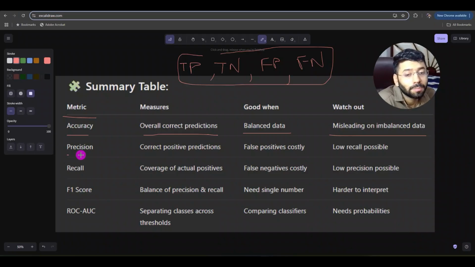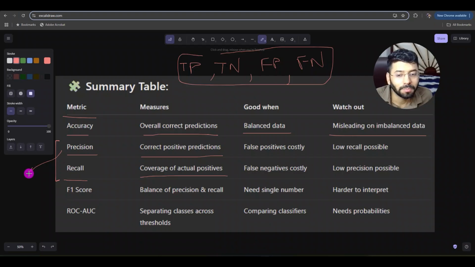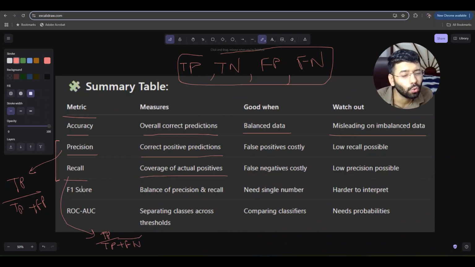The second metric is precision. It measures correct positive predictions. The next one is recall. It measures the coverage of actual positives. We also saw the formula for precision and recall is slightly different based on the denominator. The formula for precision was true positive divided by true positive plus false positive, whereas for recall the numerator is the same, and then you have true positive plus false negative.